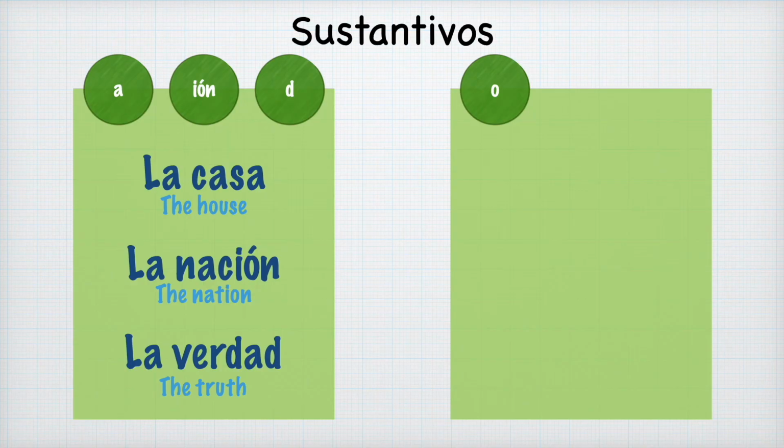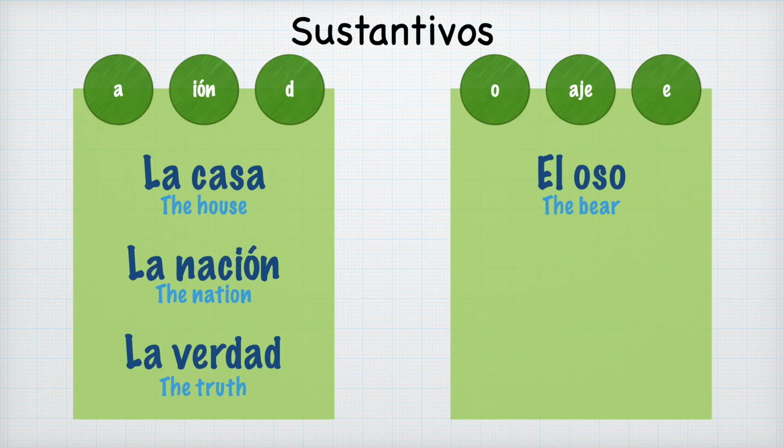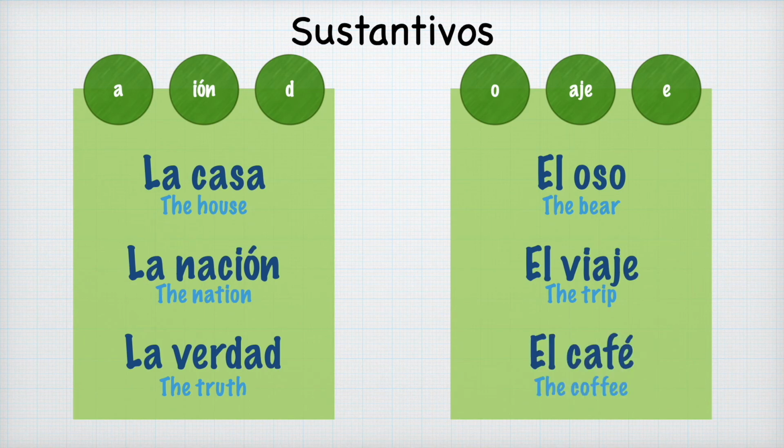All other endings make the noun masculine, such as O, AJE, and E. For example, el oso, the bear. El viaje, the trip. El café, the coffee. Again, there are exceptions to the rule, but this is a good start for you to start identifying them. If the noun is feminine in singular, it will also be feminine in plural. The same thing applies to masculine.